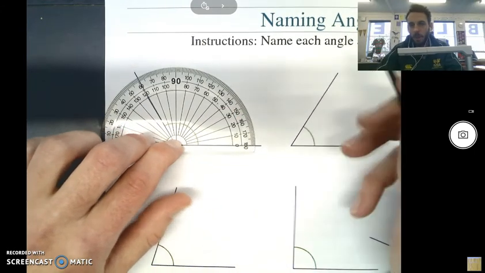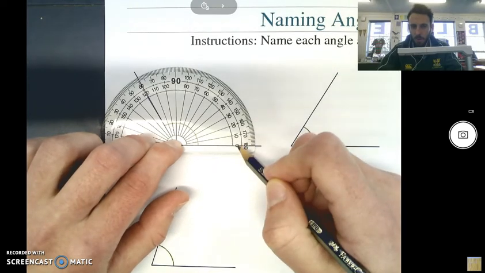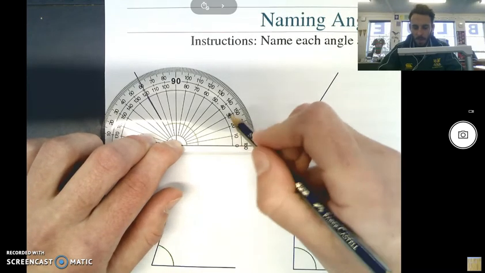Now, the protractor is a little bit complicated because you can see there are 2 sets of numbers here. There's a set of numbers that go around the inside of the protractor.